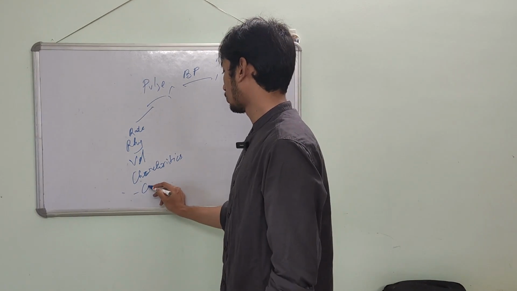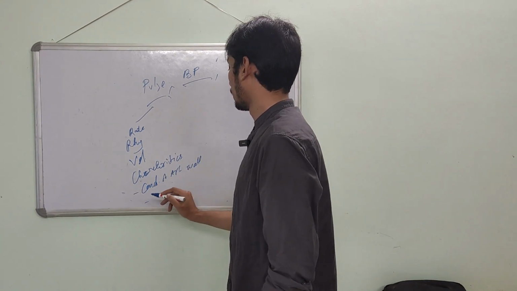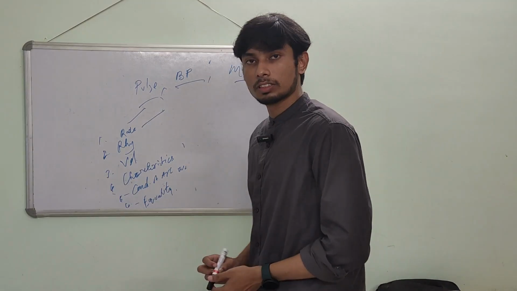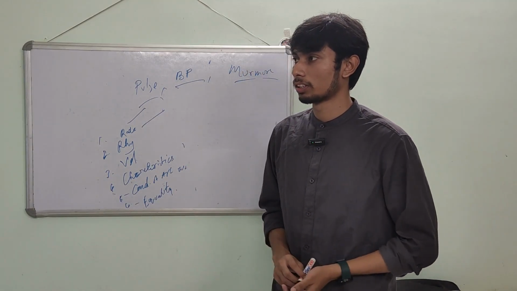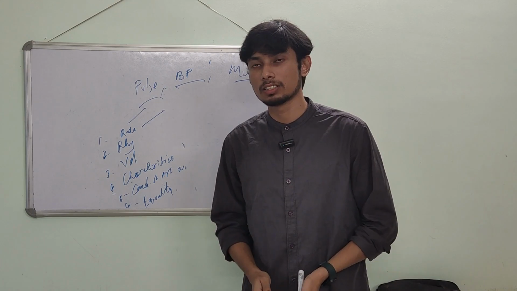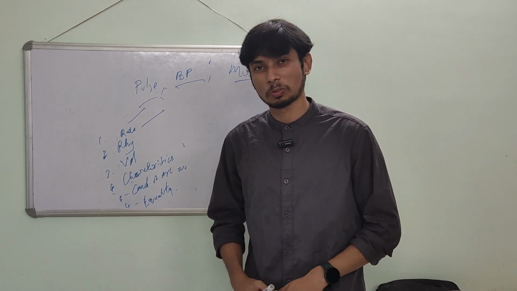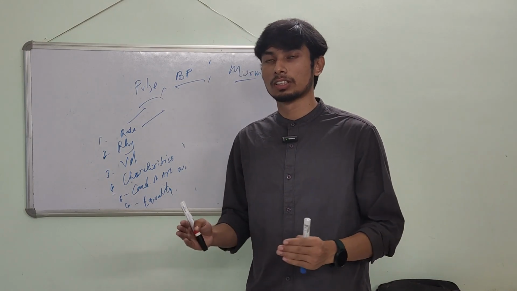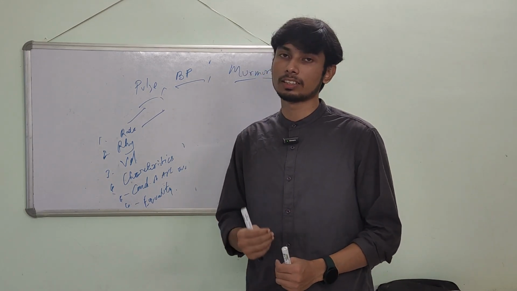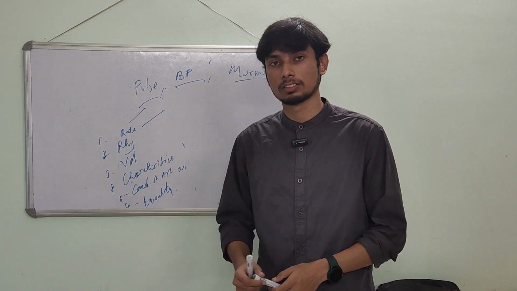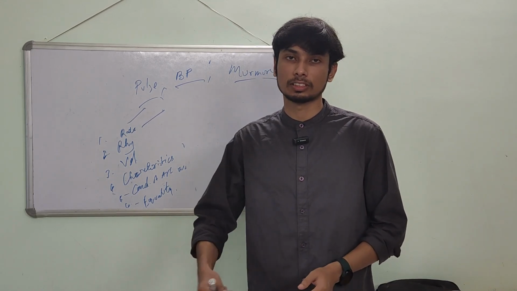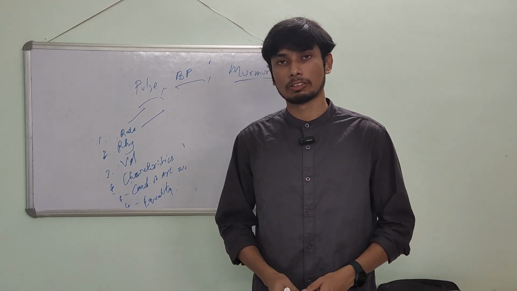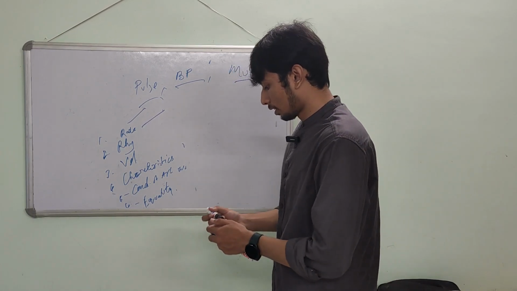The condition of arterial wall and equality. Now let's talk about rate, right? Rate actually varies with age. If it is normal, it is normal, but if it is increased from the standard that is set according to age, we call it tachycardia, and if it is decreased, then we call it bradycardia, right?